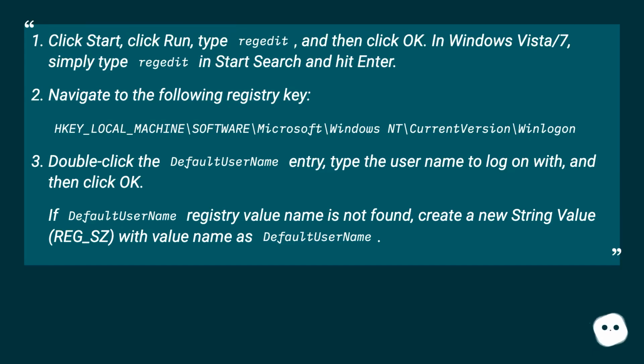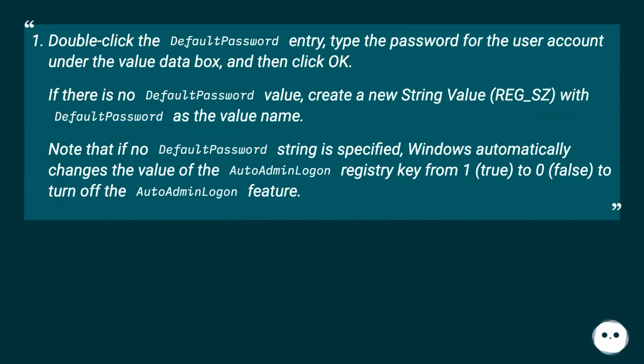If the DefaultUserName registry value name is not found, create a new string value, REG_SZ, with the value name as DefaultUserName. Double-click the DefaultPassword entry, type the password for the user account under the value data box, and then click OK. If there is no DefaultPassword value, create a new string value, REG_SZ, with DefaultPassword as the value name. Note that if no DefaultPassword string is specified, Windows automatically changes the value of the AutoAdminLogon registry key from 1, true, to 0, false, to turn off the AutoAdminLogon feature.